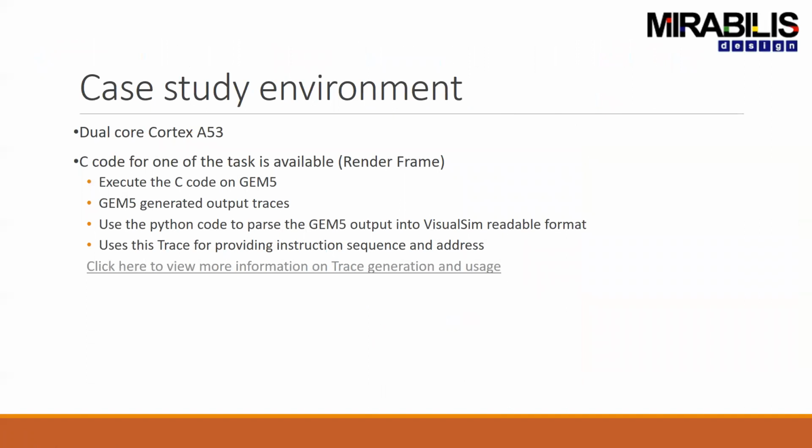This is after we have the software code available for the user, and we are using a dual core A53 setup here. Let's assume that the render frame task's corresponding software code is ready. So we executed the software code, the C code, on gem5. Then gem5 generated the output traces. Then we used Python code to parse the gem5 output into a visually separable format, and we used that trace format for generating the instruction sequences and addresses.